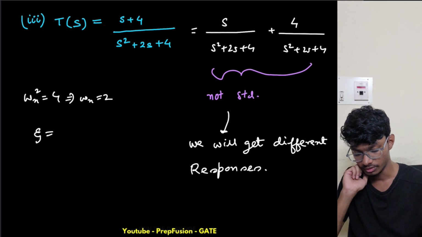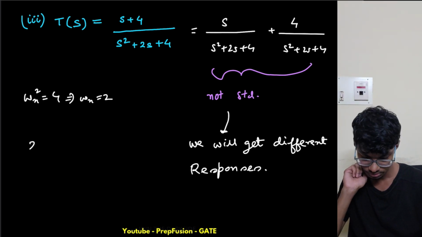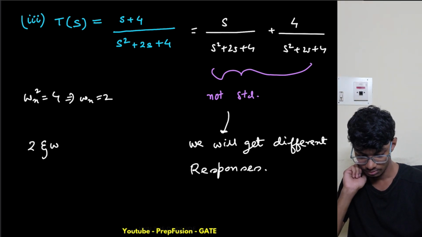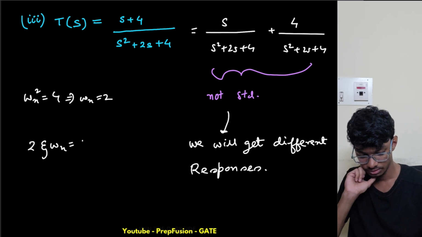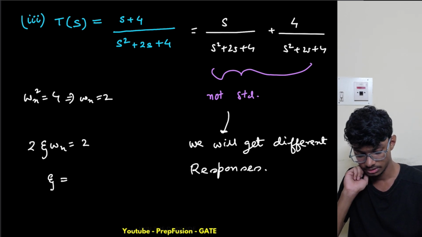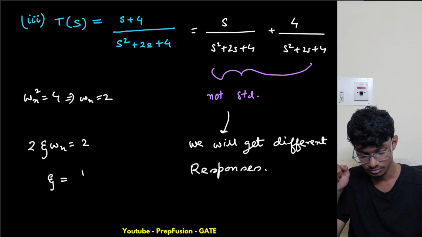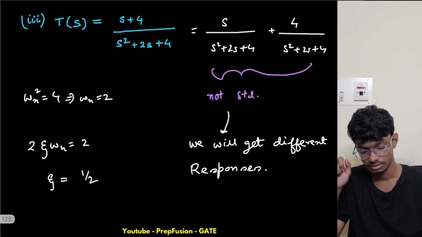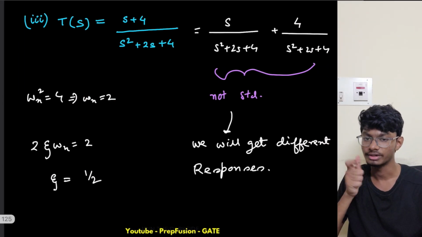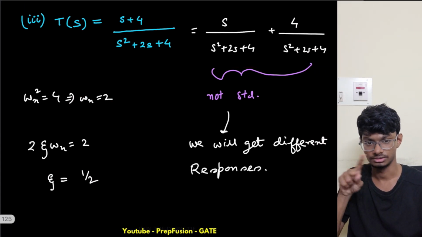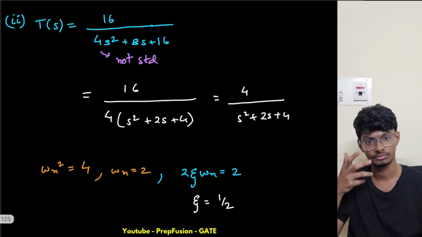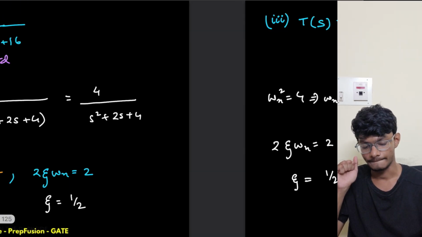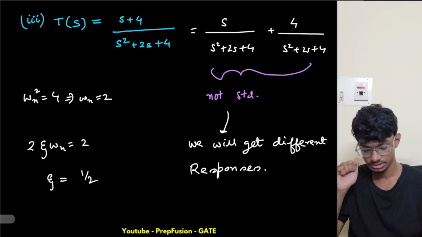I do 2 zeta omega n. 2 zeta omega n equals simply 2 only. So zeta equals 1 by omega n, which is 1 by 2. So what I see here also, omega n and zeta are the same, but the responses I will get are a bit different, because the nature of responses will be different, but zeta and omega n will be the same. So yeah, that is it for this lecture.